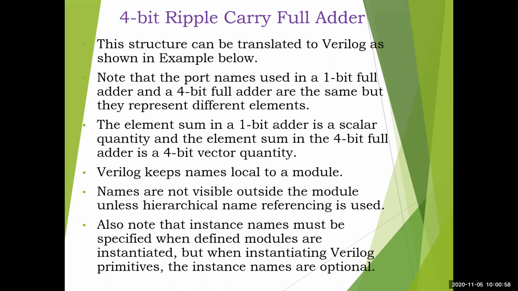The element sum in a 1-bit adder is a scalar quantity, and the element sum in the 4-bit full adder is a vector quantity, that means it is 4 bits. That is the difference. Verilog keeps names local to a module. Whatever you write inside that module, the names are local, not global. So it is not a problem if you use the same names. Names are not visible outside the module unless hierarchical name referencing is used.